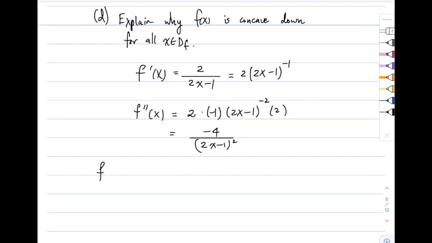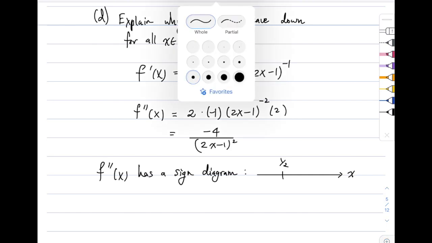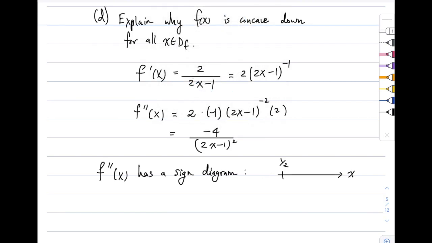So you could just say something like, f prime of x has a sign diagram or sign chart, whatever you want to call it. I think the textbook calls this a sign diagram. So you could say f prime of x has the following sign diagram. We make a number line, and on it I'm going to mark in 1/2. To the left of 1/2, I actually don't care, so my diagram is not a good diagram. The function's actually undefined to the left of 1/2 and at 1/2.